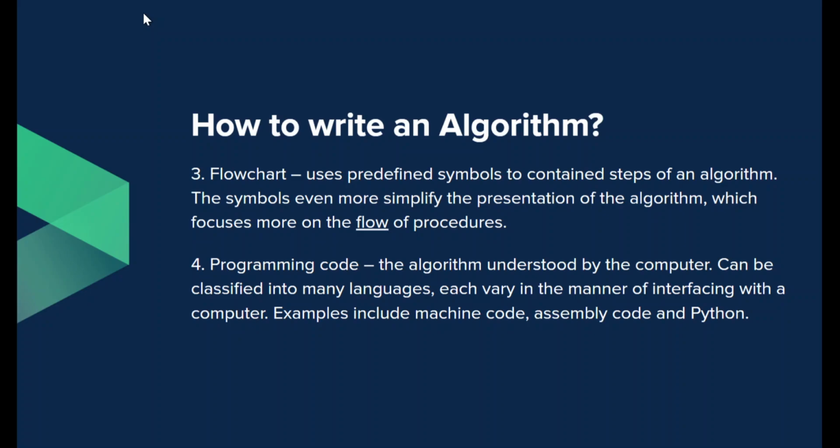And next we have flowchart. It uses predefined symbols to contain steps of an algorithm. The symbols even more simplify the presentation of the algorithm. So instead of reading text, you're shown pictures or symbols in order to follow a certain instruction. And lastly, this will be the most used way of writing an algorithm, that will be programming code. For this year, we're going to use Python in writing our instructions, especially for the computer.